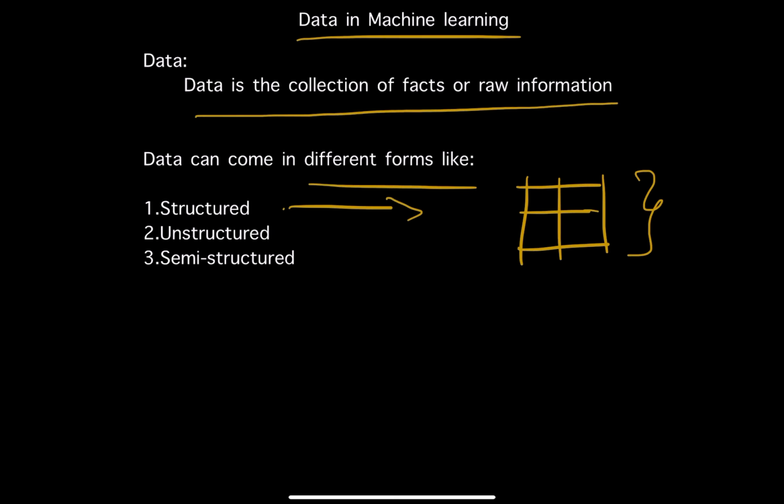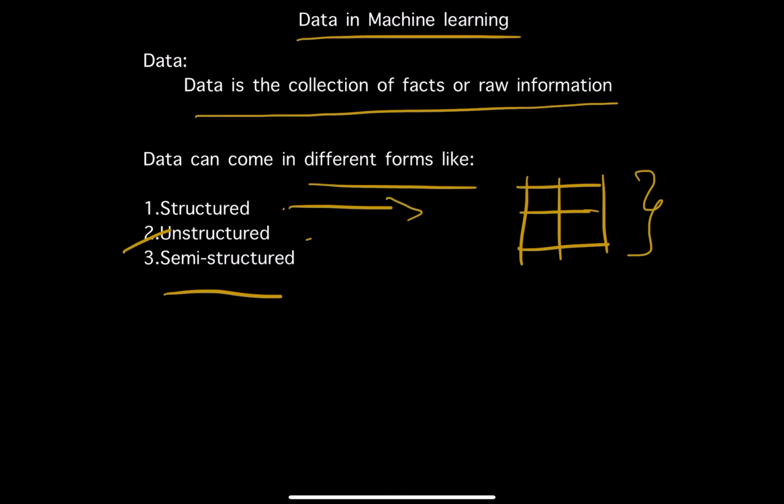Right? Now, what is unstructured data? It will not have any predefined format. The data will be in a scattered manner. Suppose if you take any text messages or social media posts, images, videos, any such type of data comes under unstructured data.